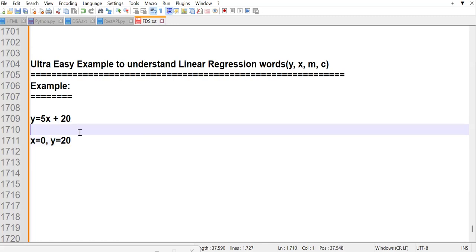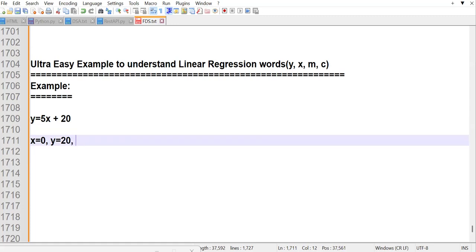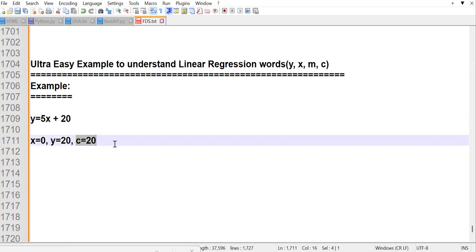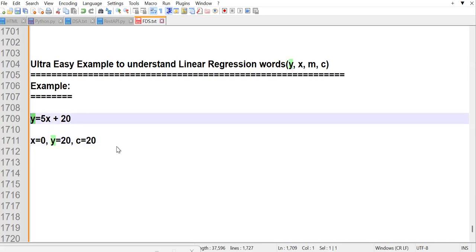So what is c here? C equals 20. What I said is, when x is 0, the initial y value is 20, and that is the c value. So what is the c value? The c value is the base value of y, right?